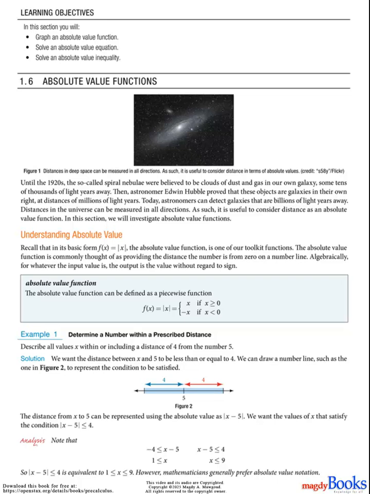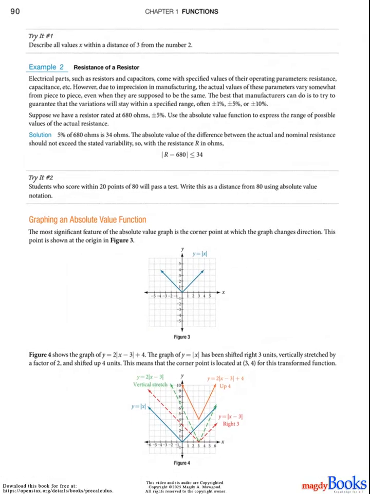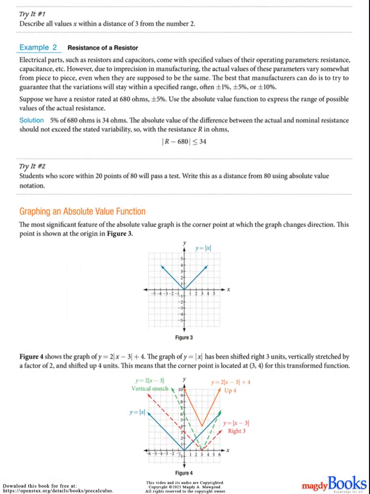Analysis. Note that negative 4 is less than or equal to x minus 5, so 1 is less than or equal to x. And x minus 5 is less than or equal to 4, so x is less than or equal to 9. So the absolute value of x minus 5 is less than or equal to 4 is equivalent to 1 is less than or equal to x is less than or equal to 9. However, mathematicians generally prefer absolute value notation. Try it. Number 1. Describe all values x within a distance of 3 from the number 2.